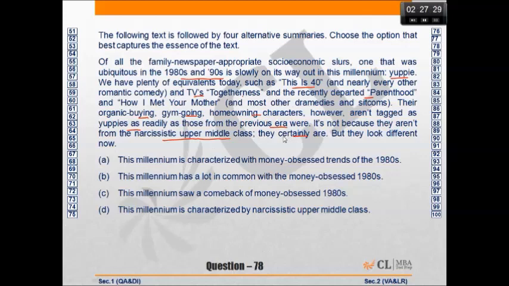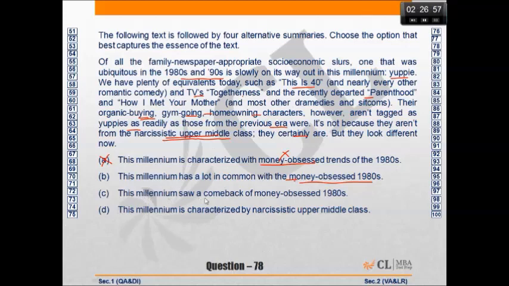Okay. So we need to find a summary or the statement that captures the essence of the text. This millennium is characterized by money obsessed trends. No, money obsessed is not what has been talked about, so this choice is incorrect. Has a lot in common with the money obsessed 1980s. Yeah, it is talked about, is it money obsessed 1980s? Organic buying, gym owning, however they can previously the upper middle class. Yeah, so money obsessed could be there, but let's go to the next.